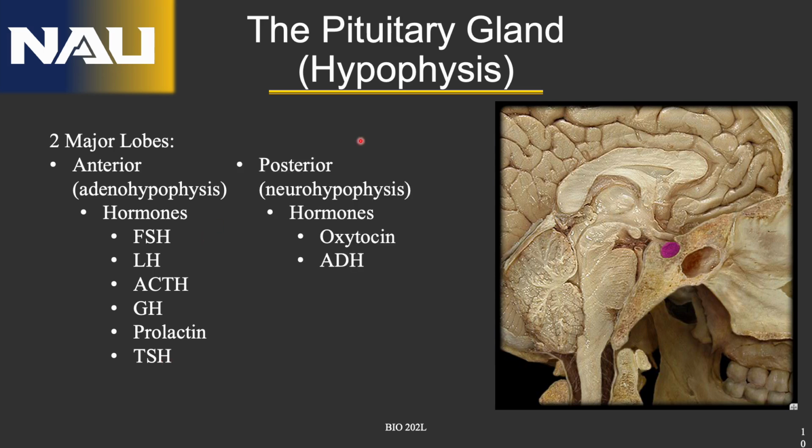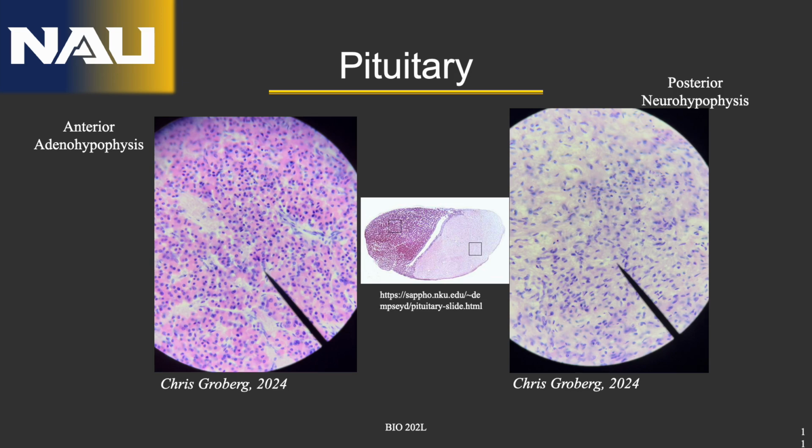The second part, or the second lobe, is the posterior part of the pituitary, which is called the neurohypophysis. It secretes two hormones, oxytocin and antidiuretic hormone. So here we can see both an anterior and posterior lobe of the pituitary gland. So here on the left we have the adenohypophysis, or the anterior pituitary, and on the right the neurohypophysis, or the posterior pituitary. Here's a larger image so you can see how they relate to one another.